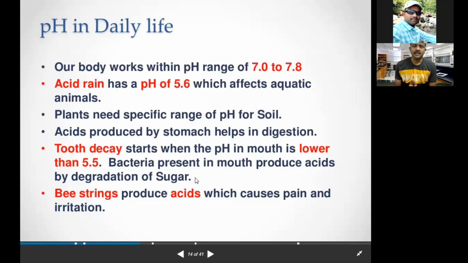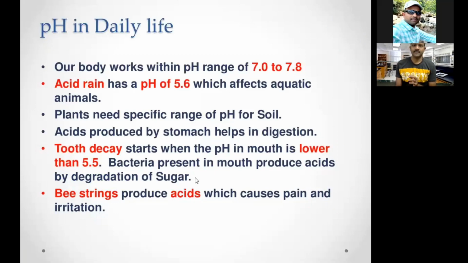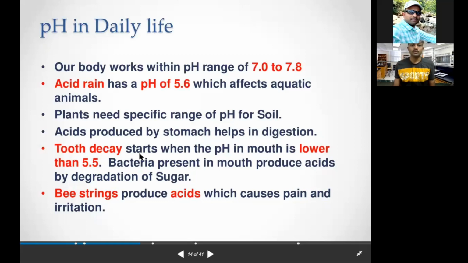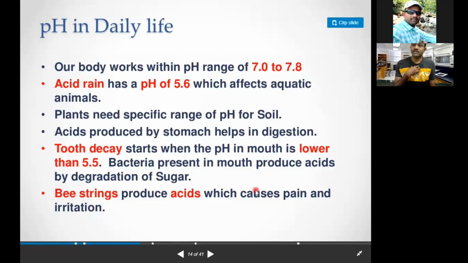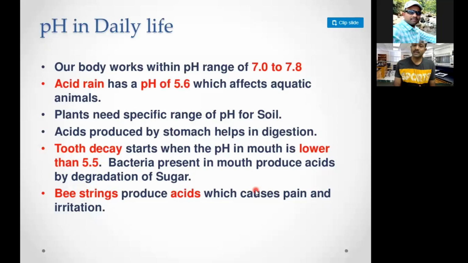pH in daily life, right? So where are we using pH in daily life? We face acid rain, tooth decay, bee stings, and acid produced by the stomach. So these are the things we can face in our daily life. Our body works within the pH range 7 to 7.8. And acid rain has a pH of 5.6, which affects aquatic animals.